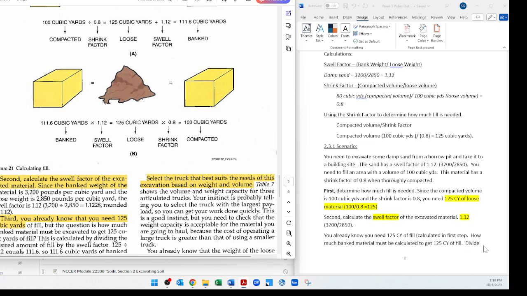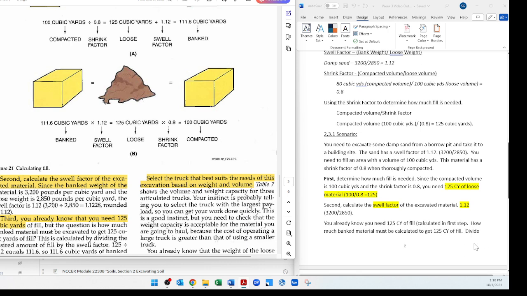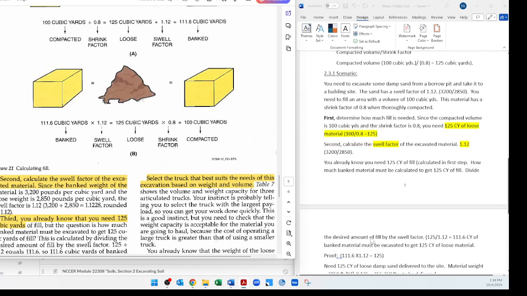So the way we do that is to divide the desired amount of fill, which is 125, by the swell factor, which is 1.12, and that will give you 111.6 cubic yards of banked material that we need to dig out of the hole, so we'll have 125 cubic yards because it's going to swell from here to here because of what we did.